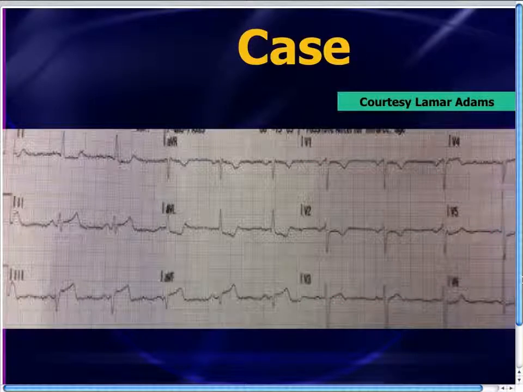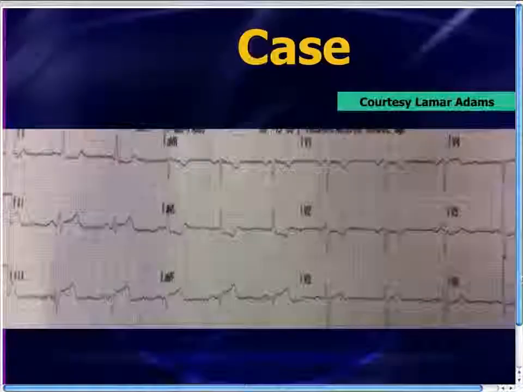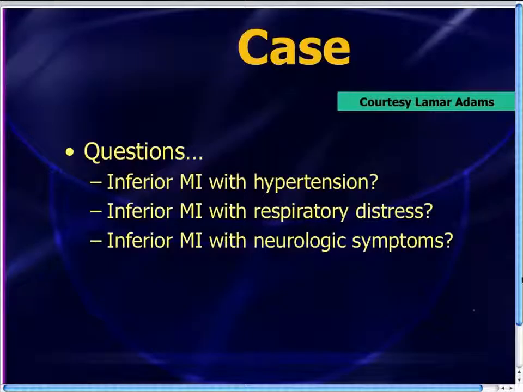One other thing that's notable is, remember, she's hypertensive. That's a bit unusual. So there's a couple of unusual things going on here. She's got an inferior STEMI, and yet she's hypertensive. Usually inferior STEMIs are hypotensive or at least normotensive. Hypertension, that's a bit unusual. We mentioned already this respiratory distress with an inferior MI. That's a little unusual. And then an MI with neurologic symptoms, that's kind of unusual also.